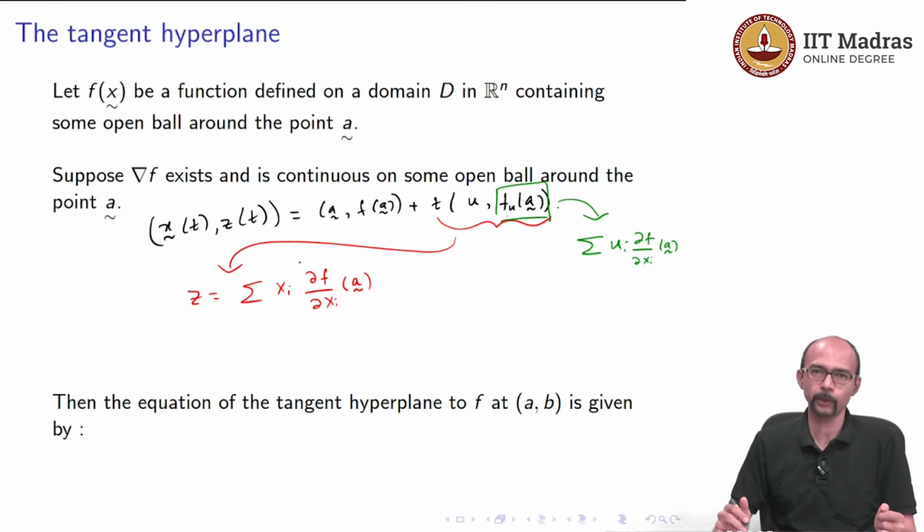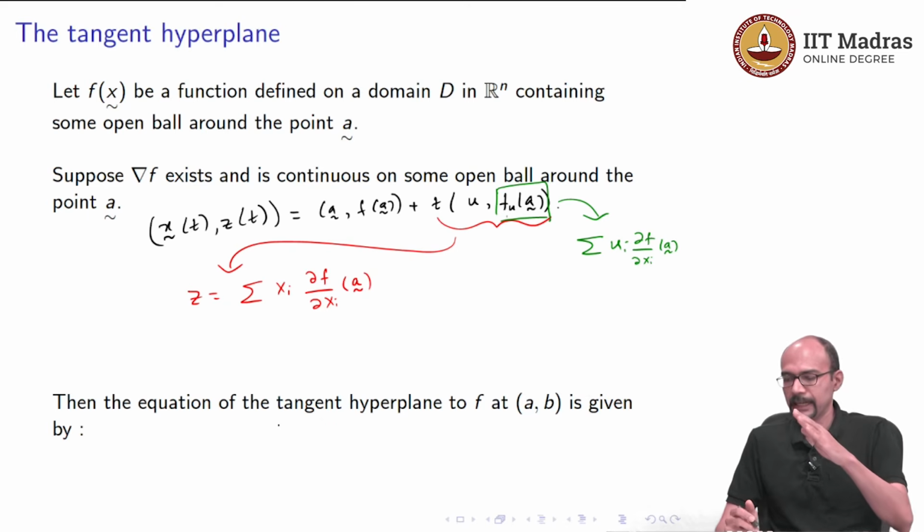So, if you have one equation, that means you get a hyperplane. This is the null space of this single equation. It is an n dimensional subspace in R^(n+1), and so it is a hyperplane in R^(n+1). It is of dimension n, and these lines all lie on that hyperplane.